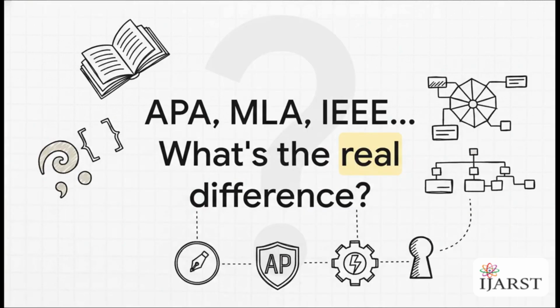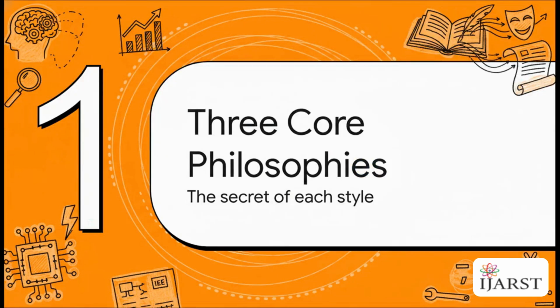Staring at your screen, trying to remember, is it a comma here, a page number, a bracket? It can feel like you're just trying to memorize a bunch of random rules. But here's the secret. It is not random at all. Each style has its own logic, its own purpose, and once you get that, everything else just clicks into place. Exactly. So before we get bogged down in the nitty-gritty of italics and parentheses, we have to understand the why.